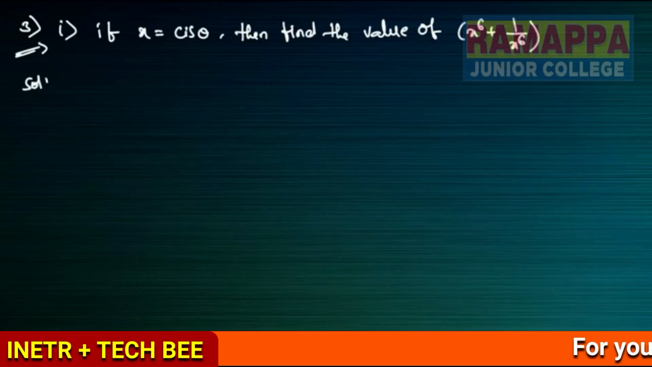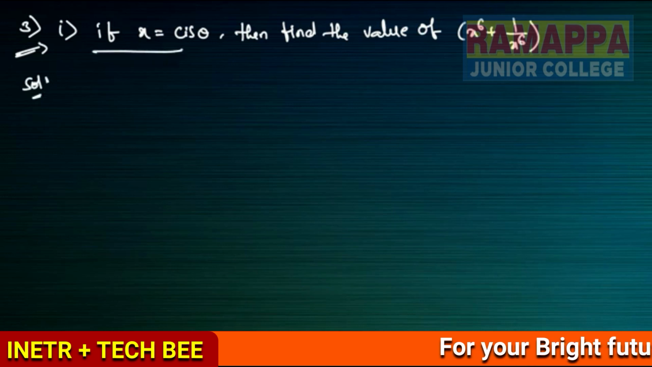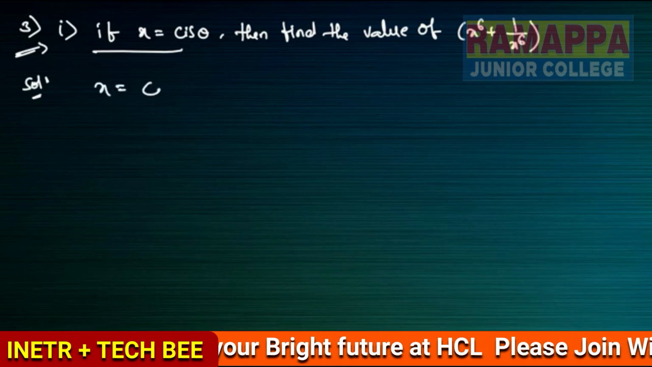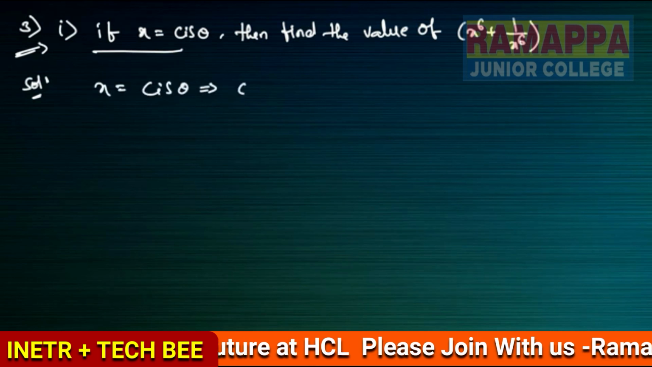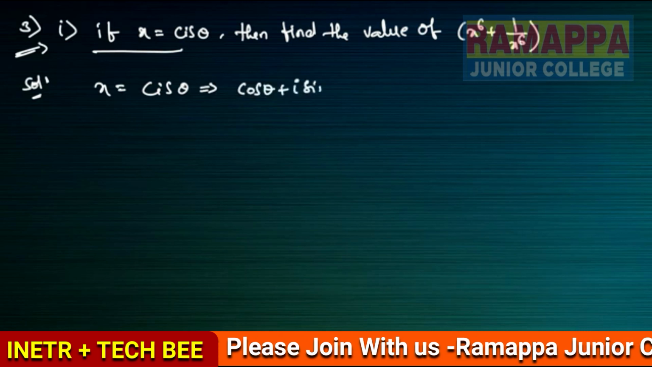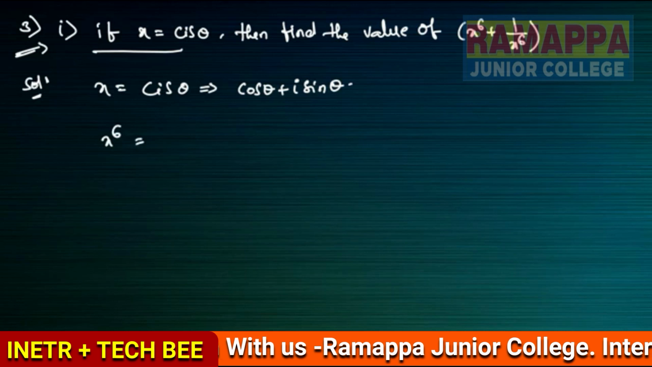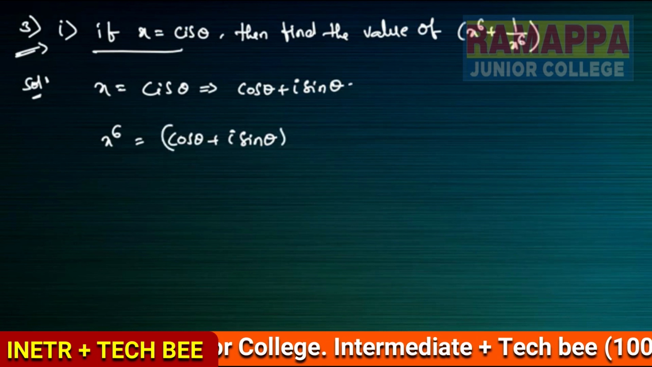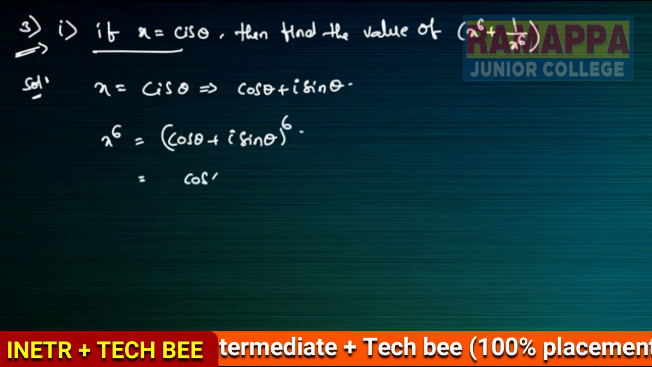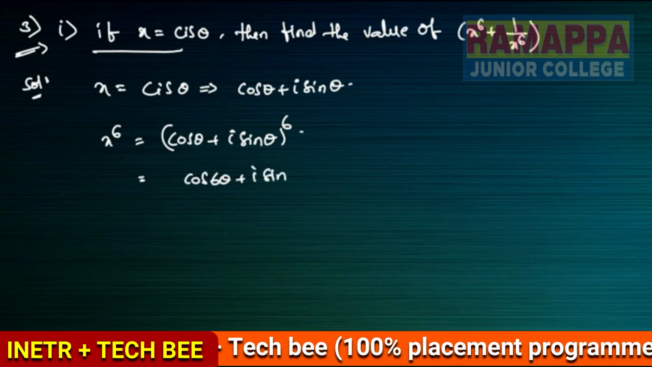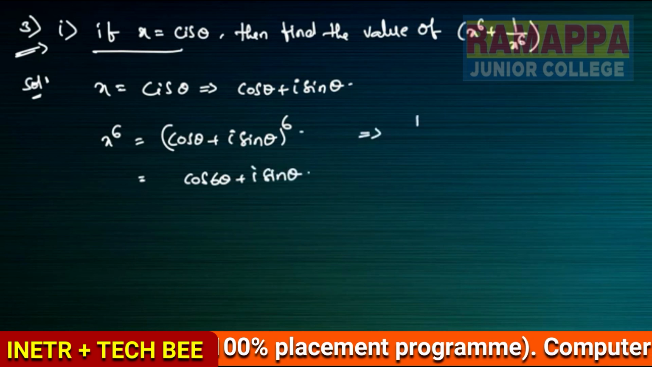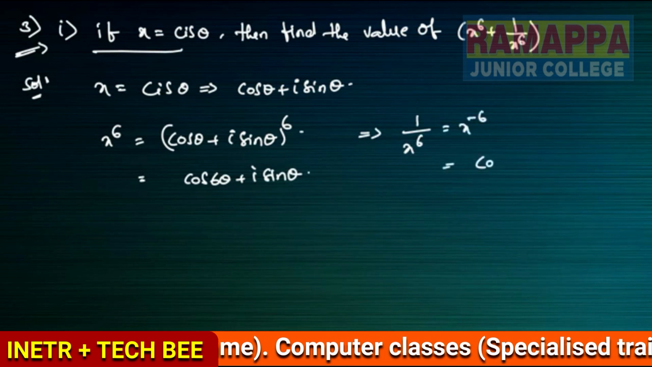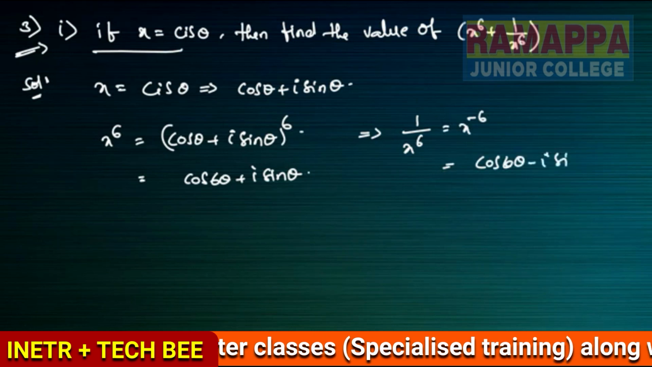Given that x is equal to cos theta plus i sin theta, find the value of x to the power of 6 plus 1 by x to the power of 6. Here x is equal to cos theta plus i sin theta, so x to the power of 6 means cos theta plus i sin theta whole power of 6, which gives cos 6 theta plus i sin 6 theta. Now 1 by x to the power of 6 becomes x to the power of minus 6, which gives cos 6 theta minus i sin 6 theta.